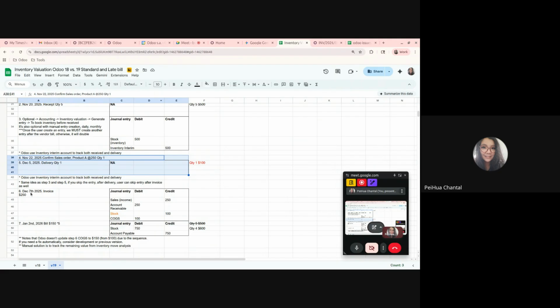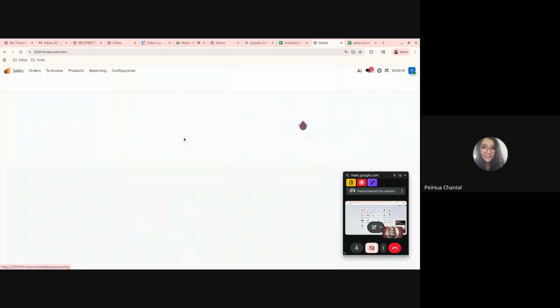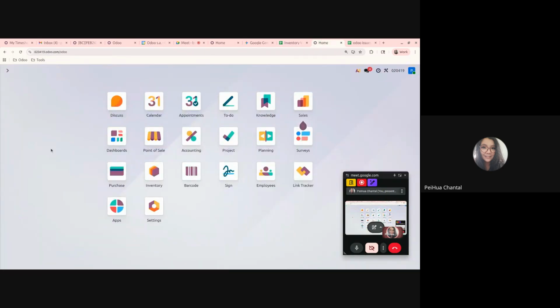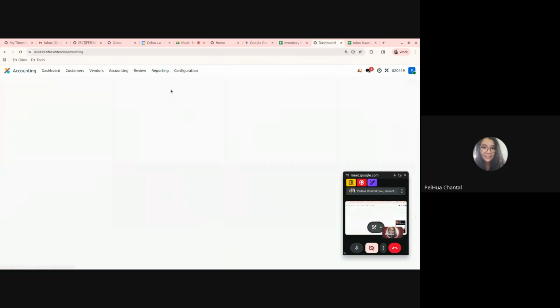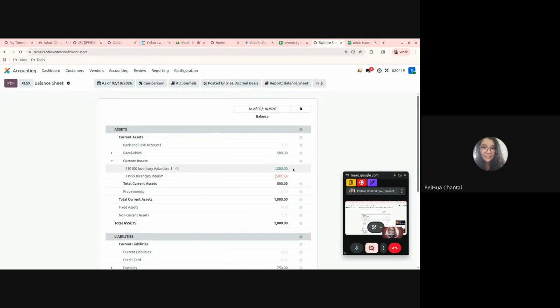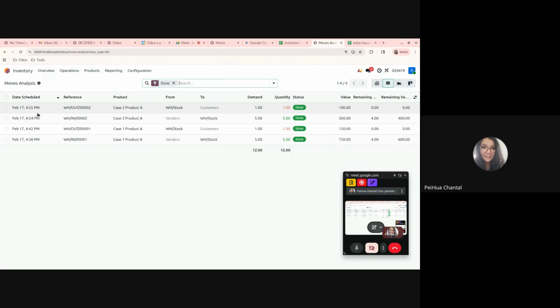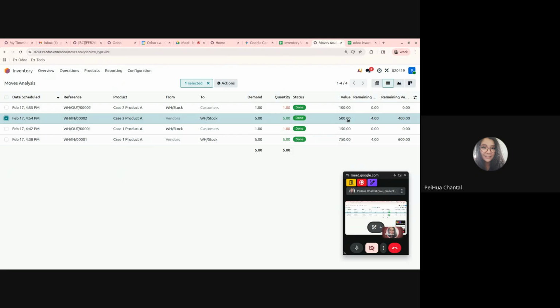Now, what you can do is go back to accounting and generate another entry, but it says there's nothing to generate. Okay, now, what if you go and create a bill? Right now, if you look at the balance sheet, you have a deduction of $100 as cost of goods sold. For product A in case two, you still have 500, but your remaining becomes 400, and that 100 goes out.